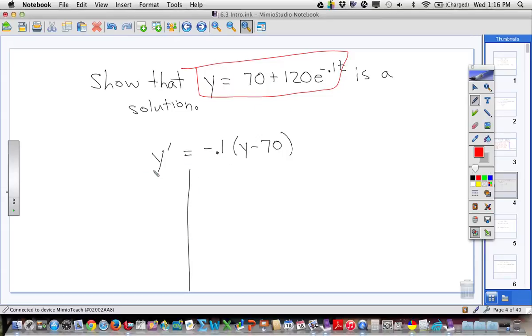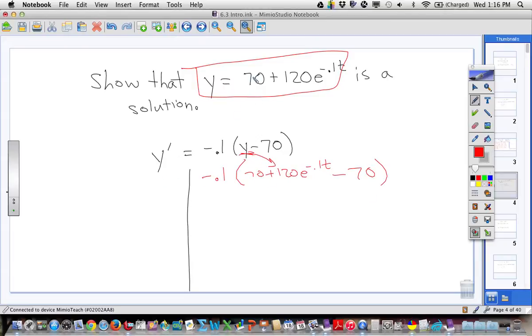So we do like a T-chart. Over here we'd have negative 0.1. In place of the y, we'd put 70 plus 120 e to the negative 0.1 t. And then you've got the minus 70 over here, right? So I just plug that in place of the y right there.